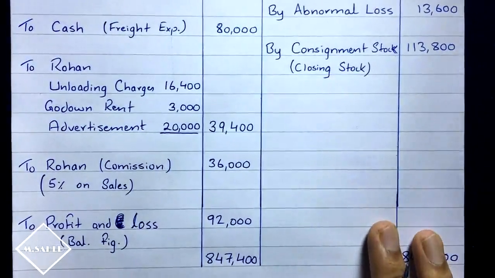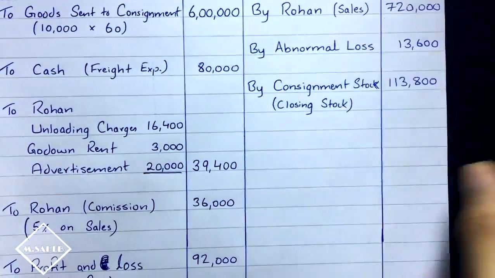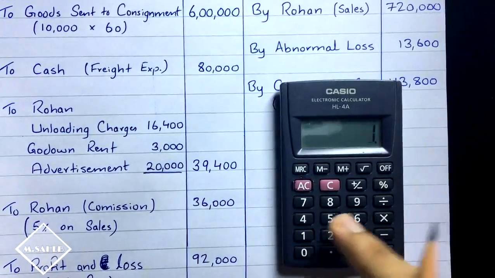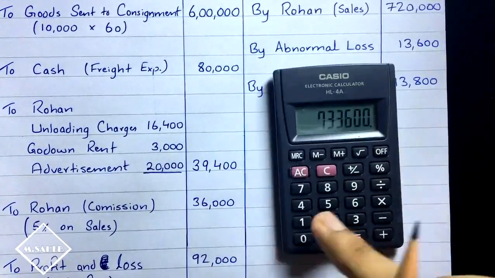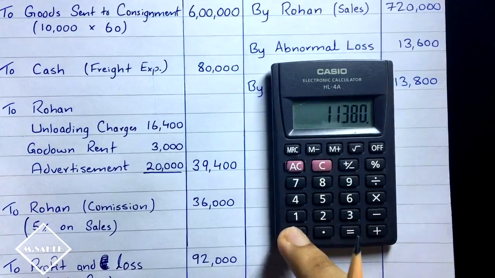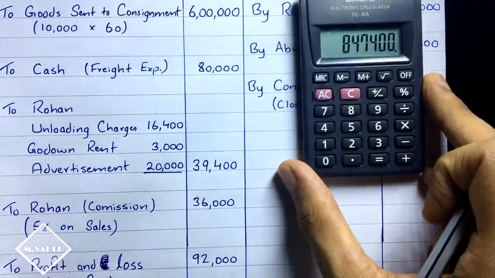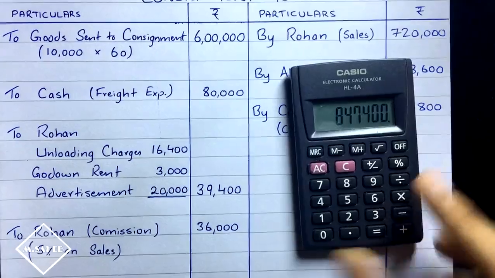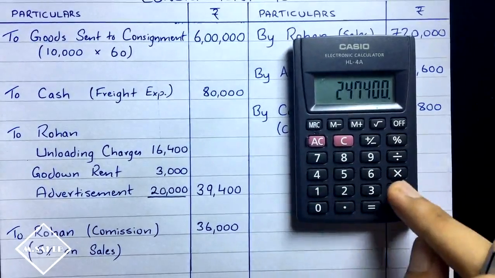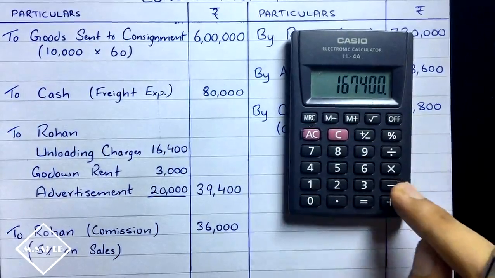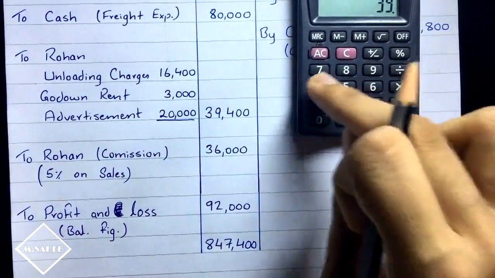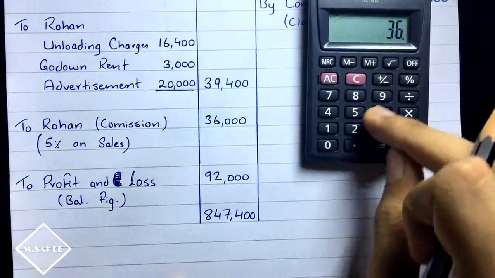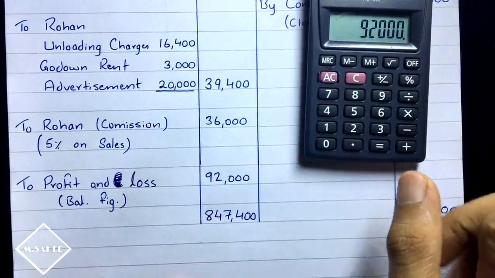You know, right, how to balance the consignment account? See, the credit side is bigger, 7,20,000, yeah. So 7,20,000 plus 13,600 plus 1,13,800, yeah. So it is 8,47,400. So write it on both the sides, 8,47,400, and then go on subtracting all these amounts. See, minus 6 lakh, that is the first amount, minus 6 lakh, and then minus 80,000, yeah, and then minus here 39,400. So 39,400, and then here 36,000. So subtract that 36,000, then you get 92,000 as the profit.